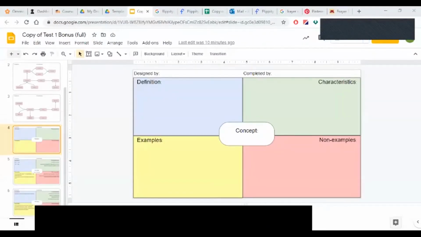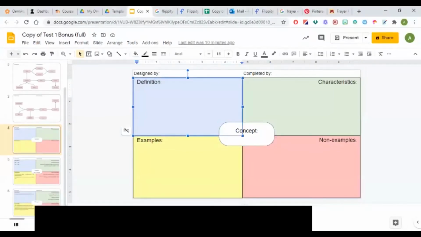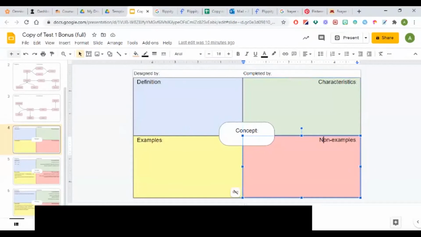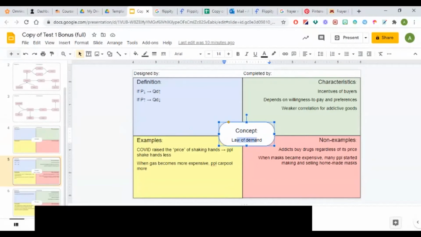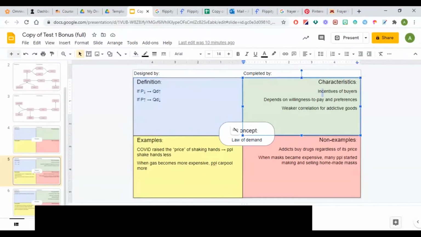A Frayer model is basically a way of summarizing a concept. You write the concept in the middle with a definition, characteristics, examples, and non-examples. This can also be formed into a game, as I've done here with the bonus activity. For instance, an example of a Frayer model in economics could be the law of demand. You give the definition here, some of the characteristics of it, some examples for it, and some non-examples.